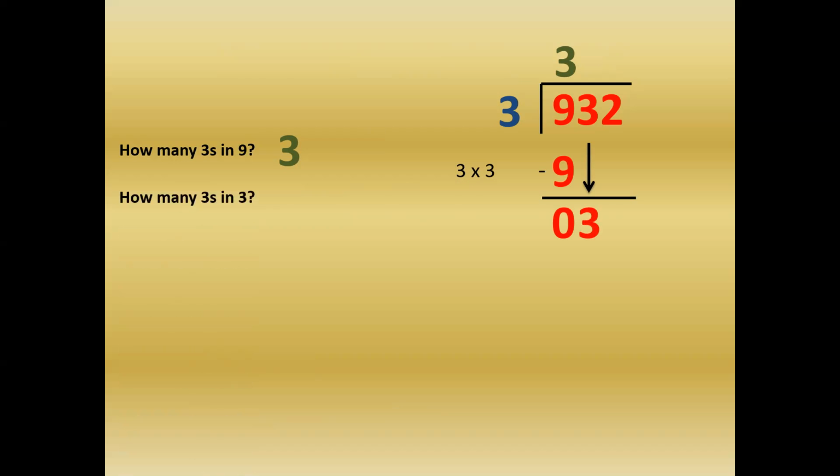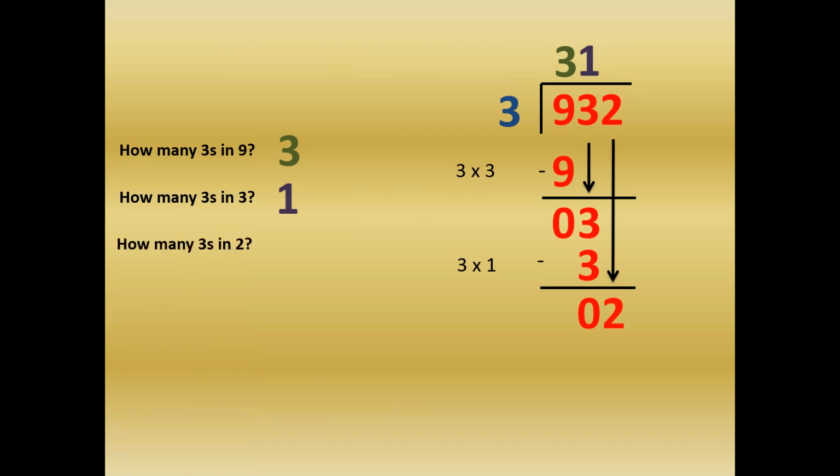Then how many 3's go into 3? 1, so we put a 1 above the 3. And 3 times 1 is equal to 3. So we have to subtract the two 3's. 3 minus 3 is equal to 0. And we have to bring down our 2.